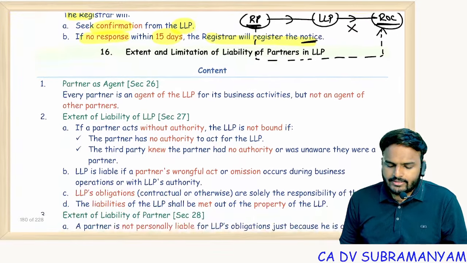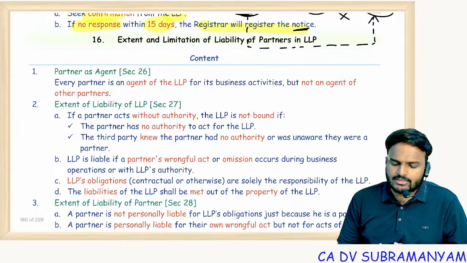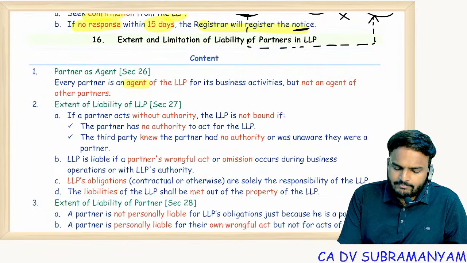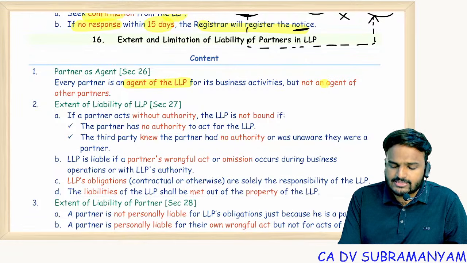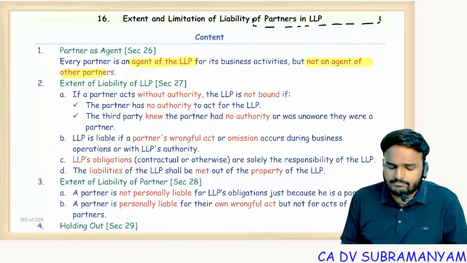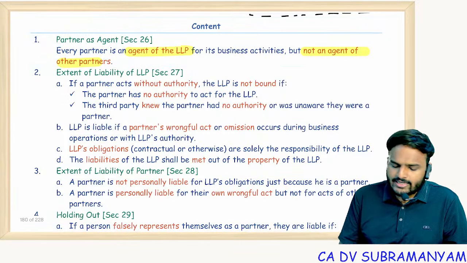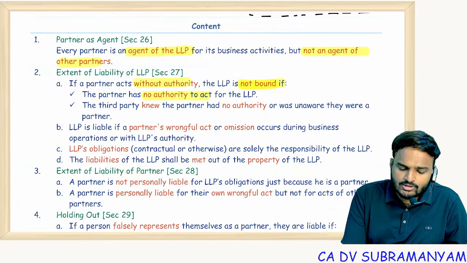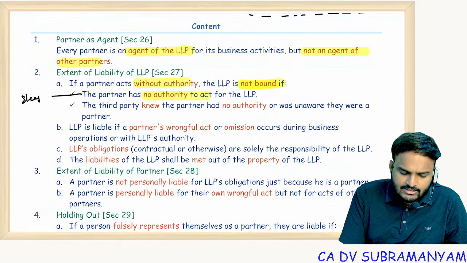So from that date onwards, the retiring partner, that means the former partner, is no more responsible for the acts of LLP. The extent and limitation of liability of the partners in LLP: their liability is generally limited. Every partner is an agent of LLP for its business activities, but not an agent of other partners. If a partner acts without authority, LLP is not bound. If a partner has no authority, remember he is none other than the sleeping partner.